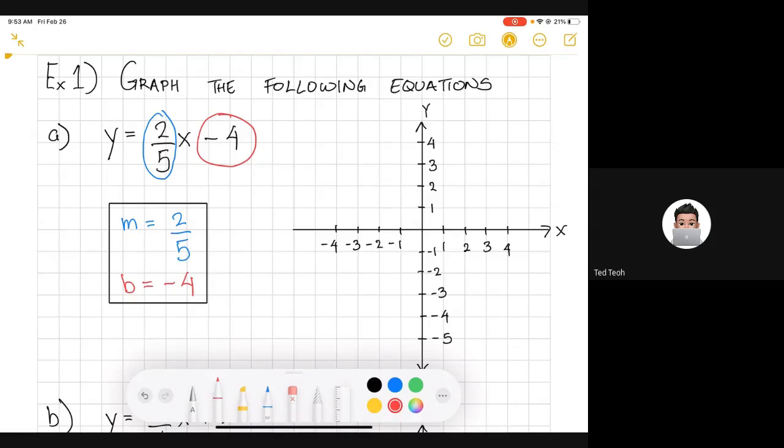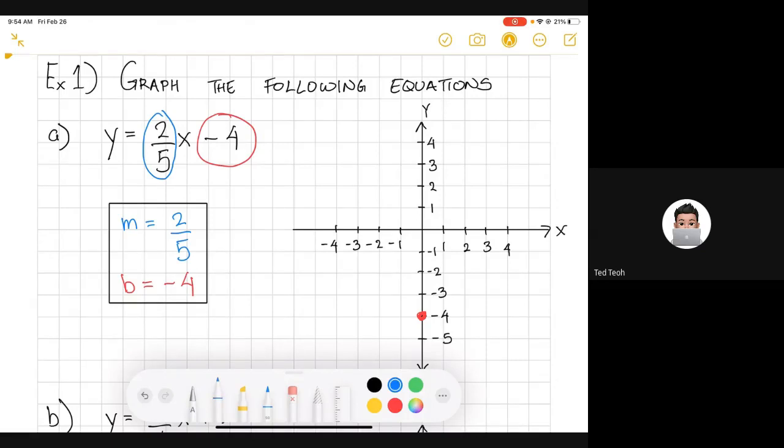Step two is to go to the graph and plot where the y-intercept is. In my question here, the y-intercept is -4. So I'm going to go on the y-axis, which is the line that's going up and down, and go where -4 is. -4 is down here on the y-axis, and I'm going to draw a big dot where the y-intercept is.